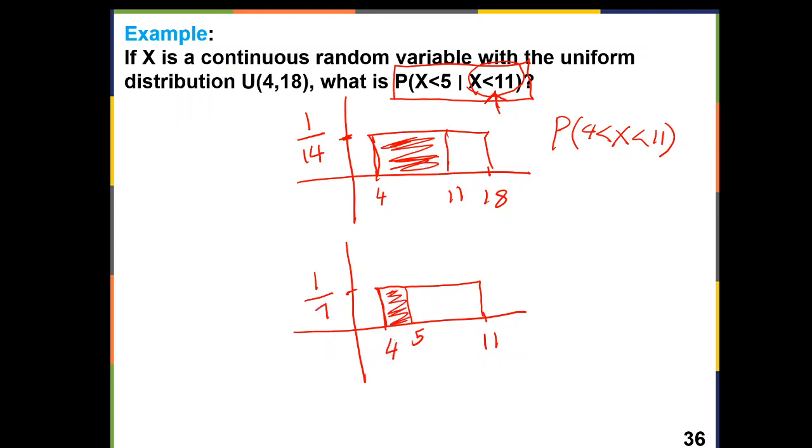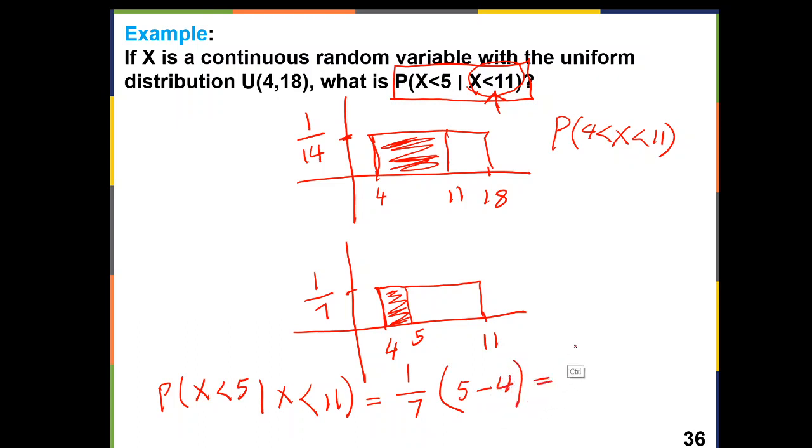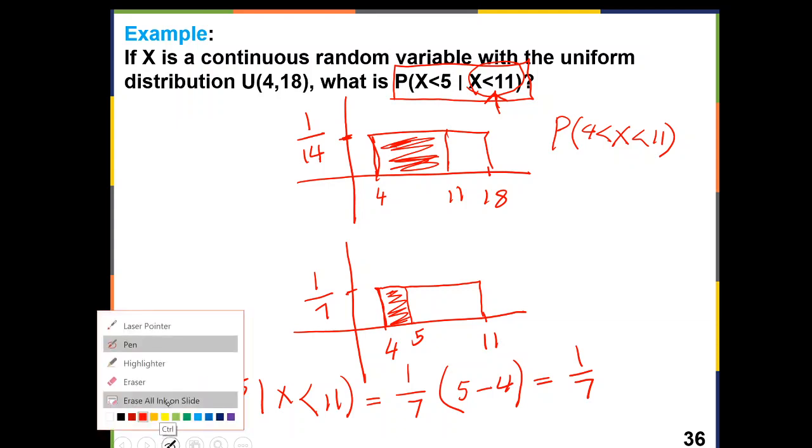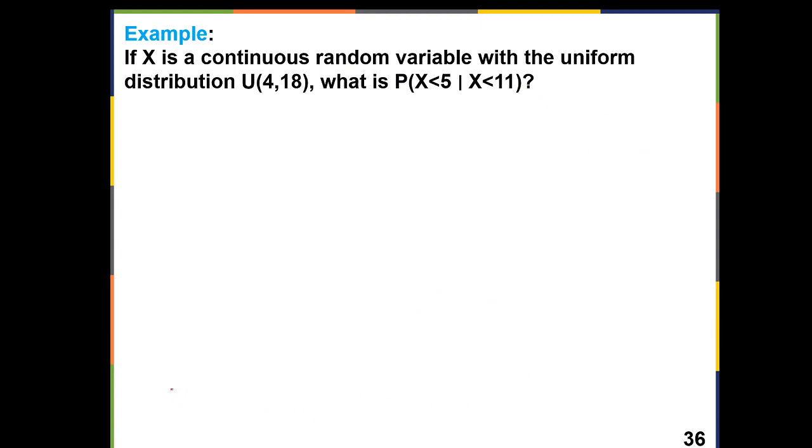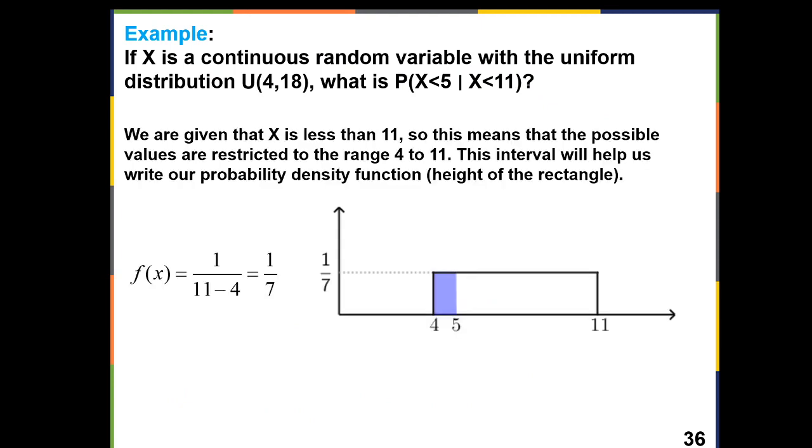So the probability that x is less than 5, given that x is less than 11, is basically 1 over 7 times 5 minus 4, which is 1 over 7. You can look at it one more time if you like, by stopping the video and going over it, but here's the answer for this problem.